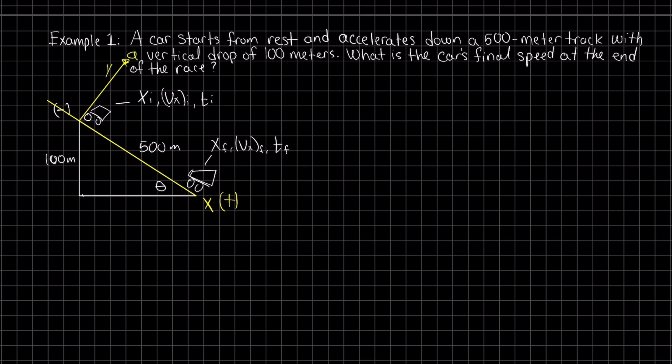Next, let's establish our knowns and unknowns. I know that this car begins at 0, because I decide that that is what the starting point is. It finishes 500 meters down. I know that its initial velocity is 0 because it started at rest, and I do not know what this final velocity is. So I'm missing something here.